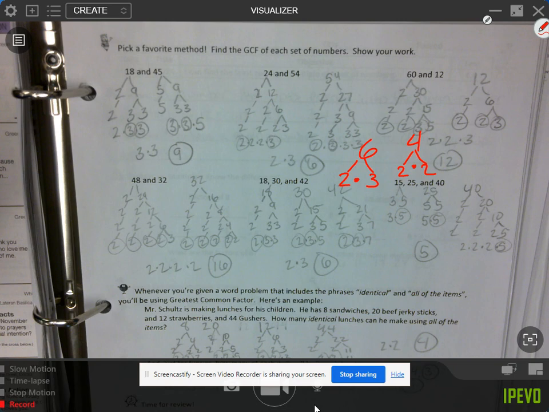Super common mistake that people make. 6 is 2 times 3.